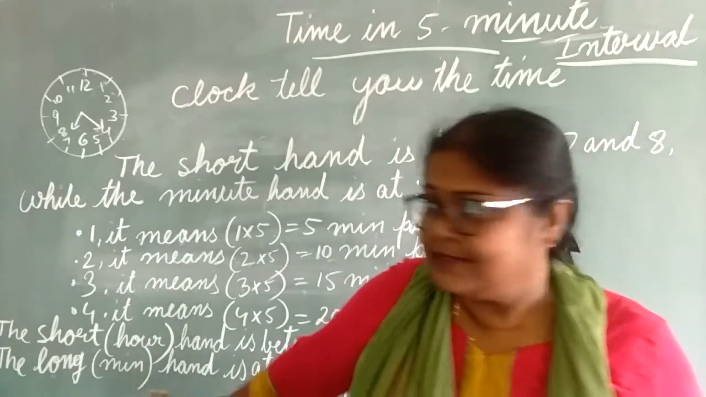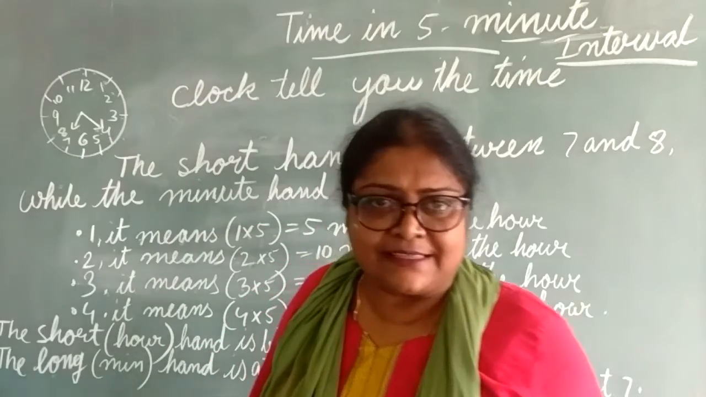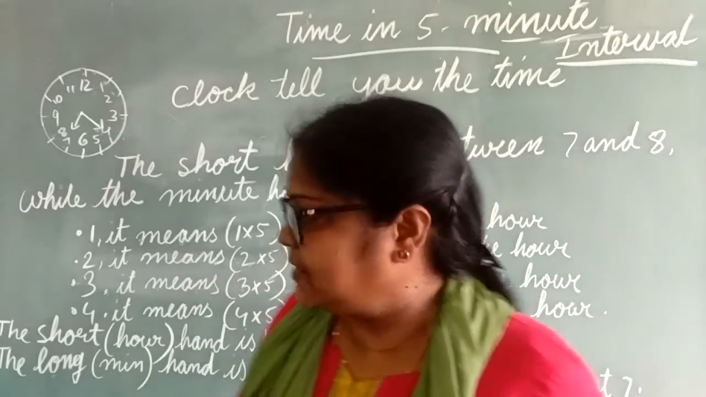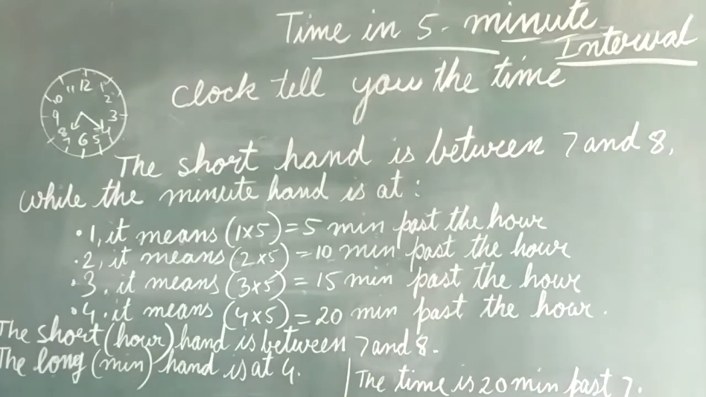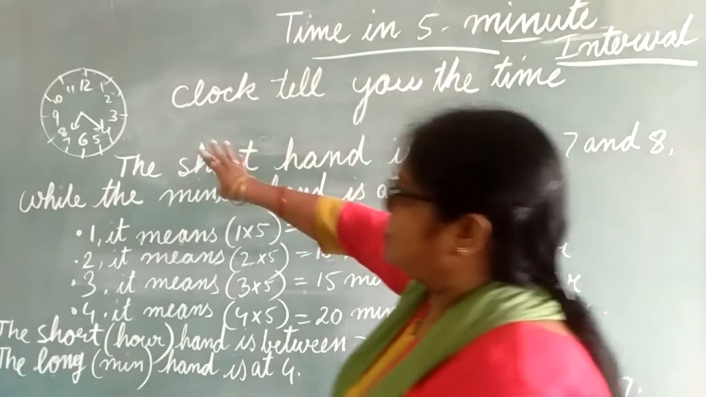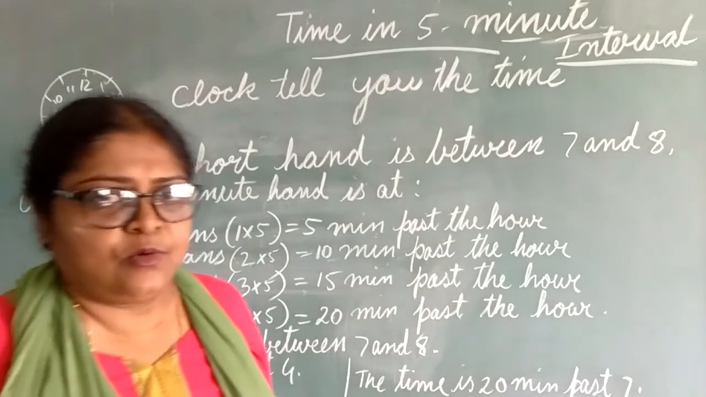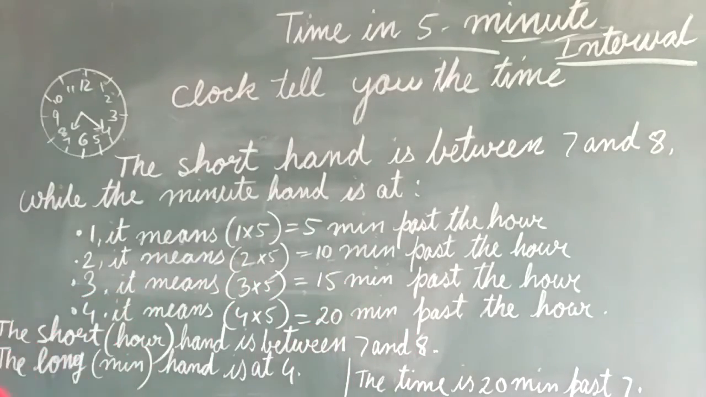What is the time here in this clock? What will you say the time is? 20 minutes past what? 7. Is it clear? What is the time in this clock? What are you seeing? 20 minutes past 7. Okay? Is it clear to you all?